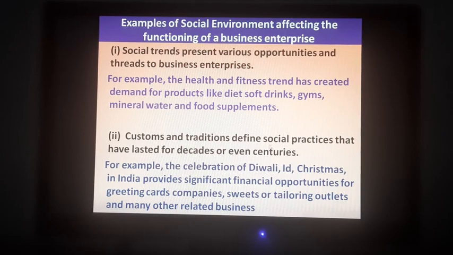Customs and traditions define social practices that have lasted for decades or even centuries. Celebrations and functions like Diwali, Eid, and Christmas give great financial opportunities to businesses producing sweets, greeting cards, and even to tailoring outlets. Such businesses flourish during these seasons because of the customs and traditions in the social environment.